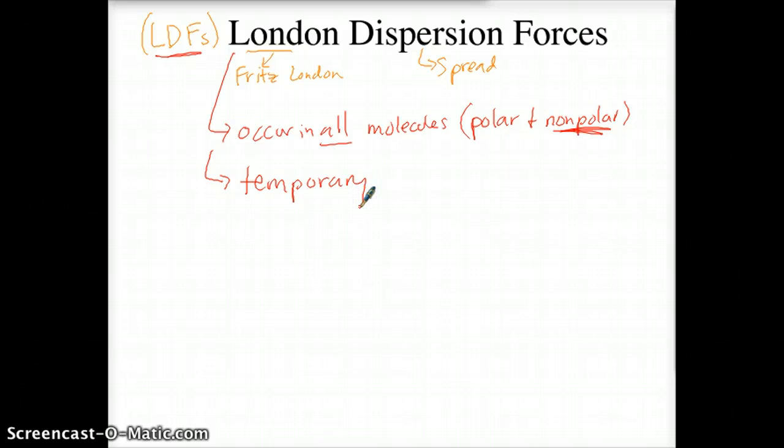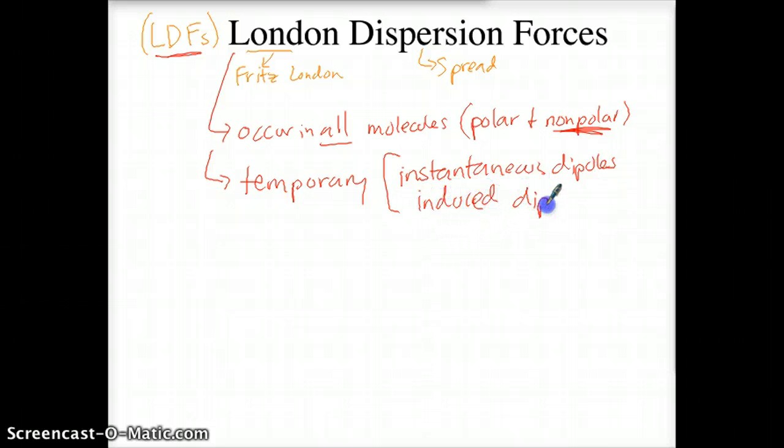London dispersion forces are also temporary. They're not permanent like dipole forces are, because molecules that are polar are always polar, no matter where they're at. LDFs are temporary. They only exist sometimes. You'll see these often referred to as instantaneous dipoles or induced dipoles. What this essentially means is that London dispersion forces create dipoles. They create polar molecules, but only temporarily, only for a small amount of time, which is different than polar molecules, which are always, always, always polar.